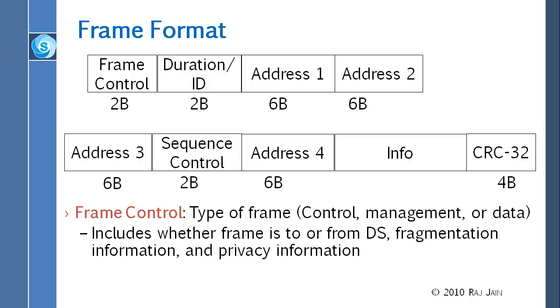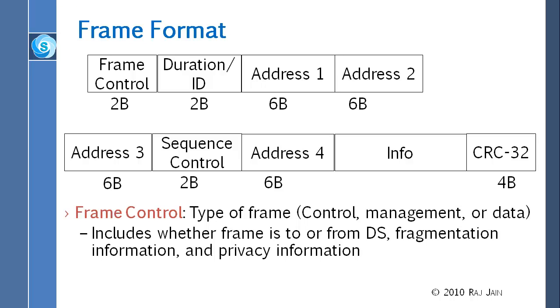First we have 2 bytes of frame control, 2 bytes of frame duration, how long is the frame. Then we have address 1, address 2, address 3, some sequence control, then address 4, and then the information that you want to send, and then we have the CRC, 32-bit CRC. Notice that there are 4 addresses. It's not just source and destination. There are 4 addresses. And so we'll talk about what those 4 addresses are.